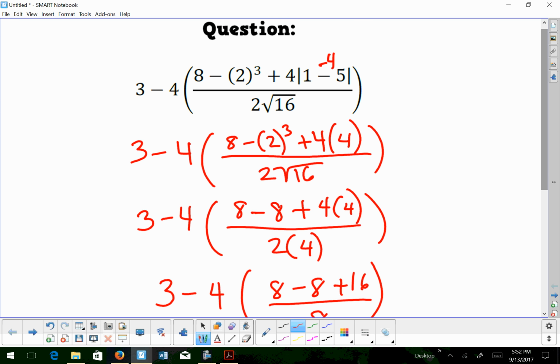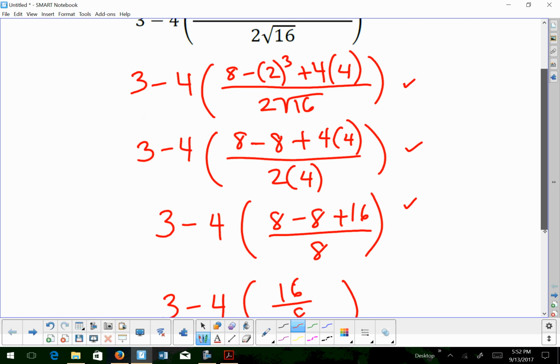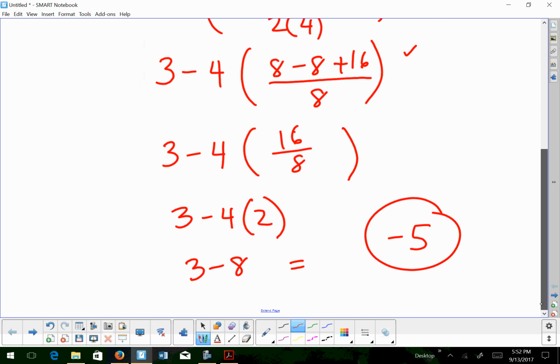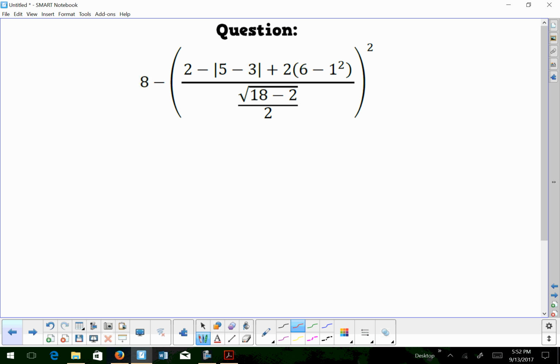Now you don't have to write exactly the same steps as me, but you should be generally performing these operations in the same order. Let's take a look at one more question. It's pretty intimidating, but I know we can do it.